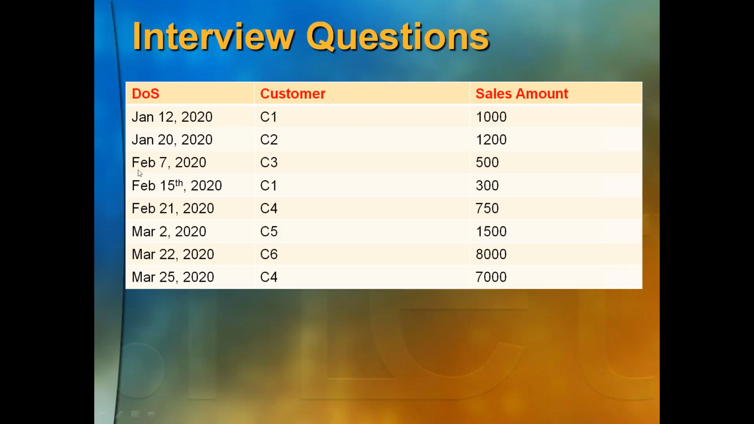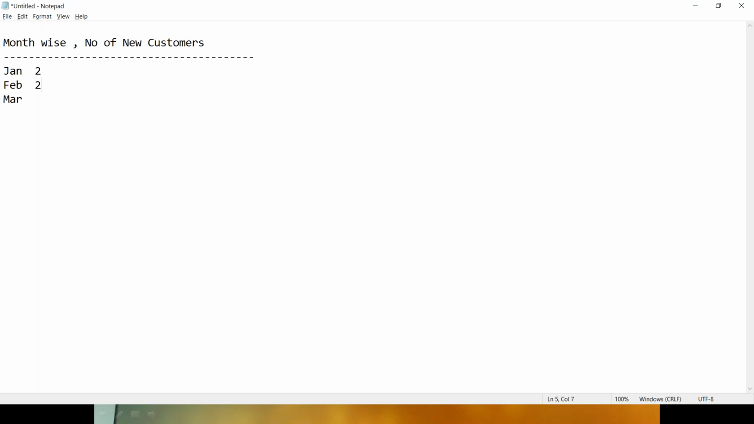In February, C3 is the new customer, but C1 is an old customer, right? Because the old customer is from the January month itself. So we need to count C3 and C4. In the February month, there are three people, C3, C1, C4, but the new customers are C3 and C4. So you need to get the count as two. Clear? So that's what you need to understand.